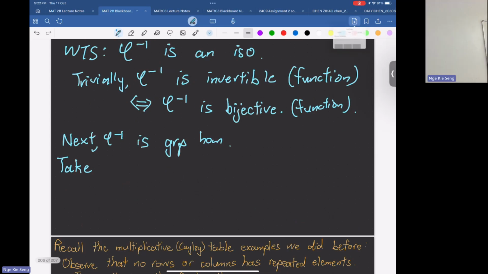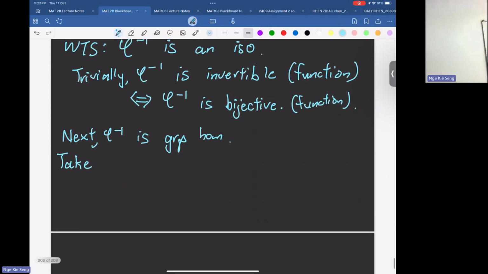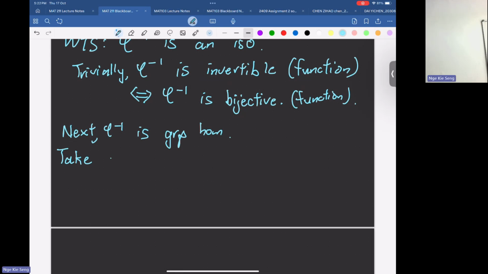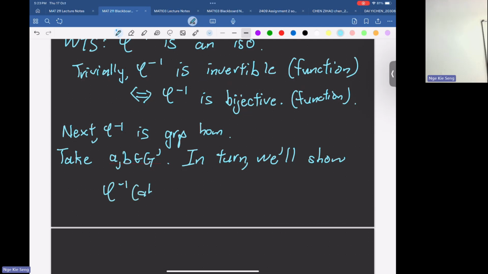So let's take two elements in the codomain, A and B inside G prime. What do we need to show? We will show that phi inverse of AB equals phi inverse of A times phi inverse of B. Again, from lecture 1 until lecture 10, we are still showing two things are equal. It's a similar strategy, but you need to use different properties here.